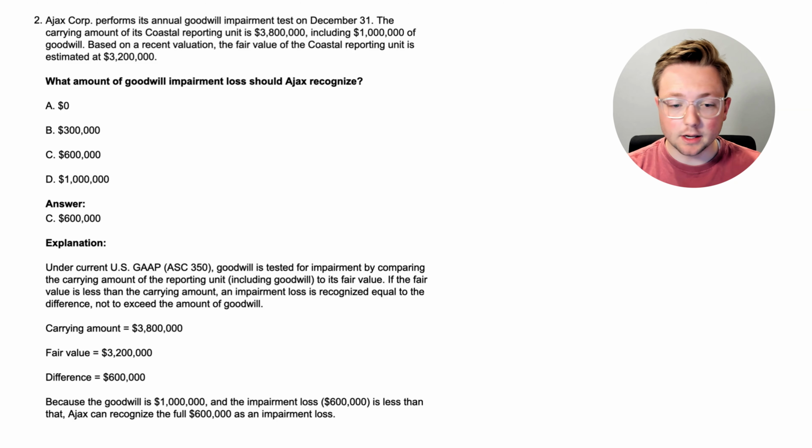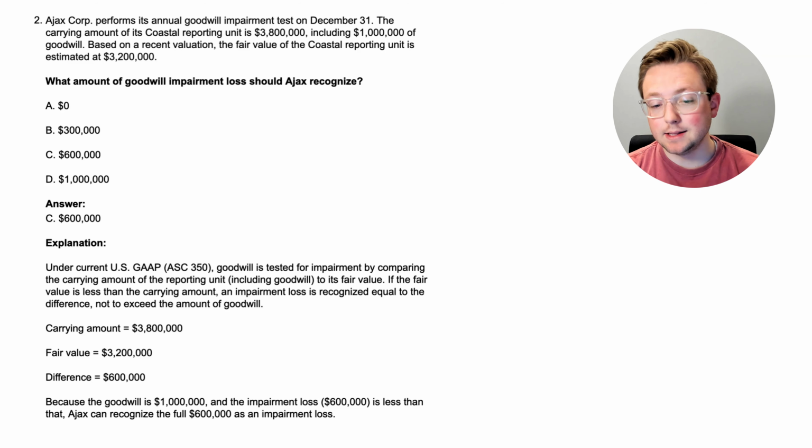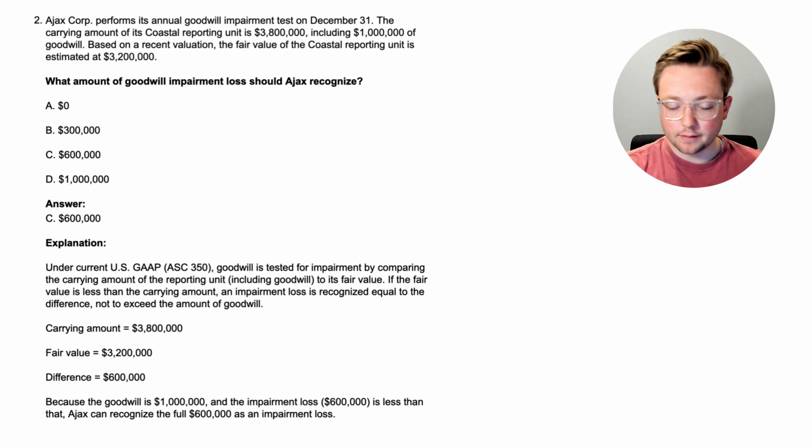Basically, under US GAAP, goodwill is tested for impairment by comparing the carrying amount of the reporting unit, including goodwill, to its fair value. If the fair value is less than the carrying amount, an impairment loss is recognized equal to the difference, not to exceed the amount of goodwill, and we will deal with that in a future question. So let's just talk about the basic calculation here.